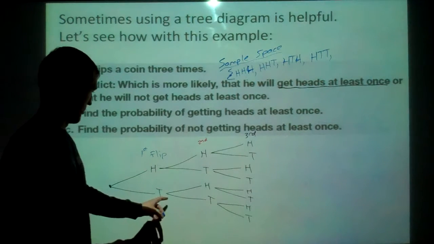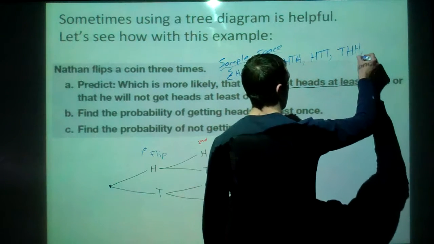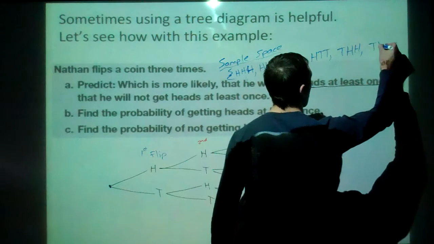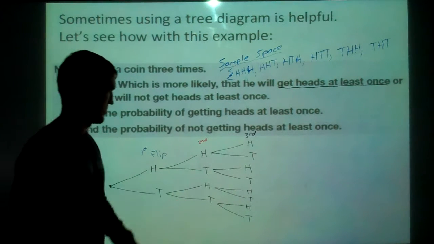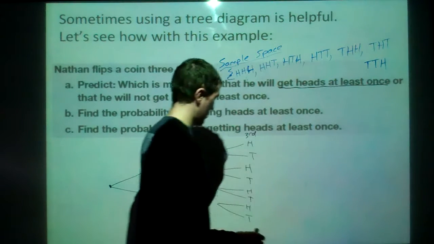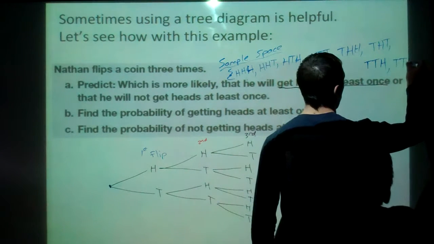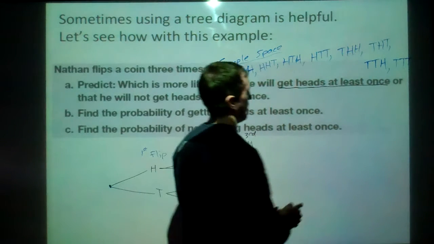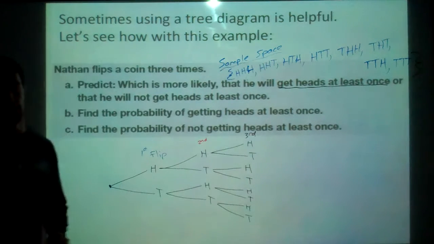We could get a tails, heads, heads. So we're basically following paths now. Tails, heads, heads. Tails, heads, tails. Tails, tails, heads. Or all tails. So, sorry, I kind of ran out of room there. Normally we would list them all out in one order there, and then close it off with another bracket there.